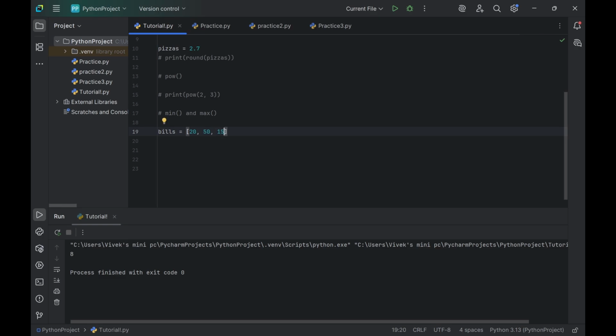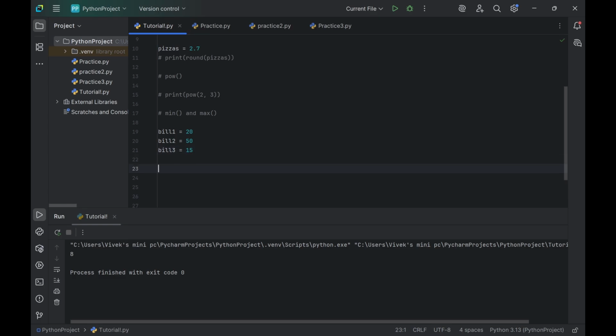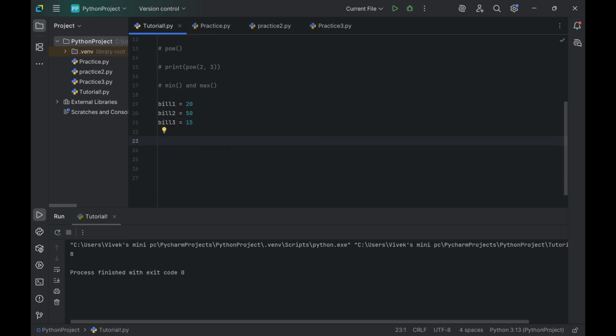Since I'm a little ahead of you guys, I learned about lists, but since you'll learn about lists later, I'll keep it simple. So that's 20. I'll keep bill 1 here and just make another variable, bill 2 equals 50, and bill 3 equals 15. I was practicing the next topic that I'm going to teach you guys in part 3.